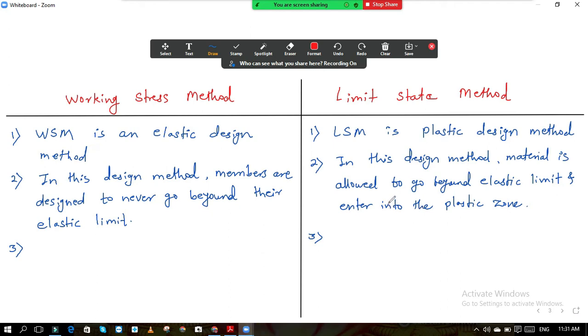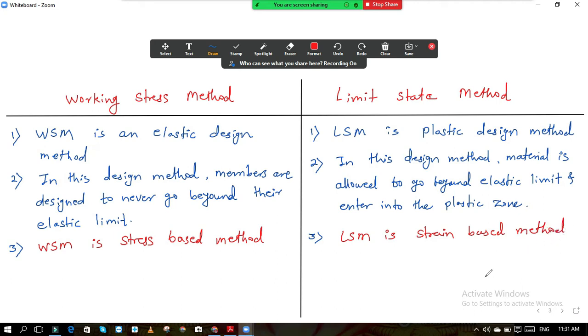So WSM is a stress based method, and LSM is a strain based method. A question can be asked on this for the MCQ, remember this. This question can be asked for the MCQ also.